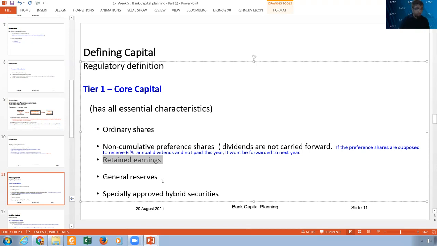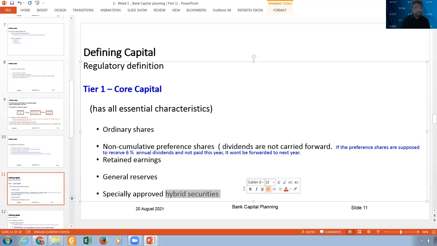Now, we also have general reserves. Any reserve we take from our expenses and income, of any different type. We have so many reserves. Those reserves are part of tier one. And the last one is specially approved hybrid. Don't worry about "specially approved" because it's approved by the regulator. We are talking about hybrid securities. Hybrid securities are actually a debt that can be transferred to equity, which means if the bank which took this debt decides to make it equity, then it will be equity.